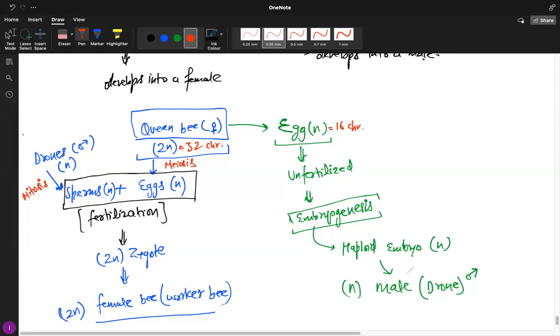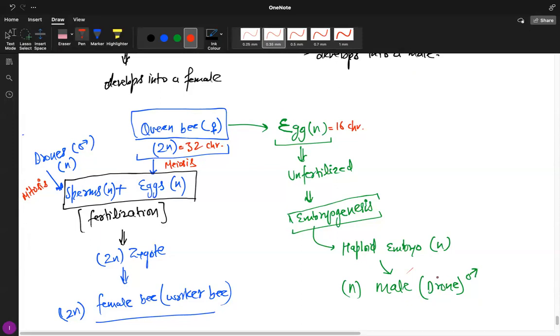And I'm sorry, I think I said that they will be clones of their mother. They will not actually be, because the mother is doing meiosis to make eggs. So there will be recombination during meiosis, and so there will be different characteristics. So these males, drones, won't be clones of their queen mother. They will have varieties and differences.